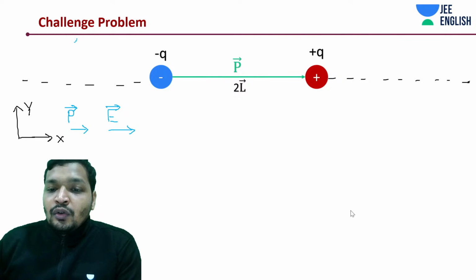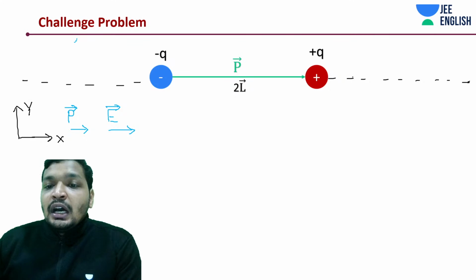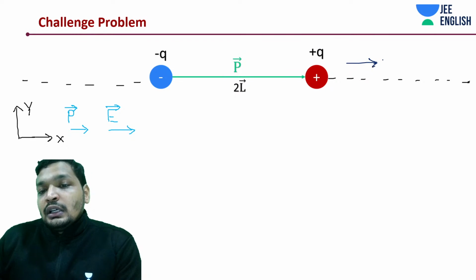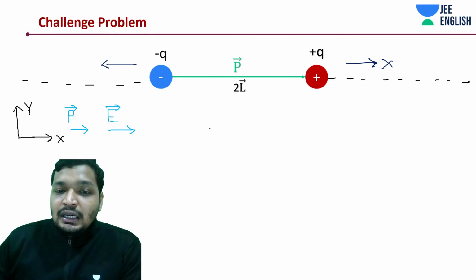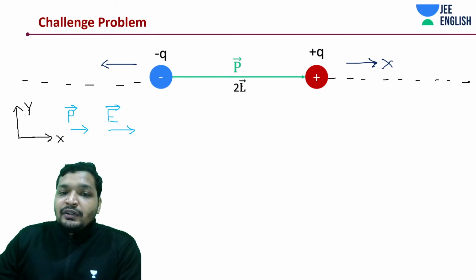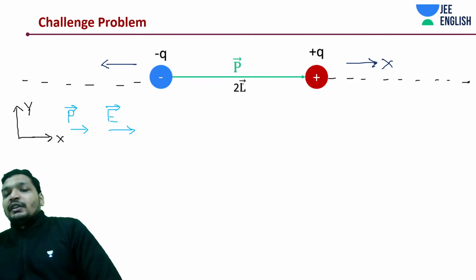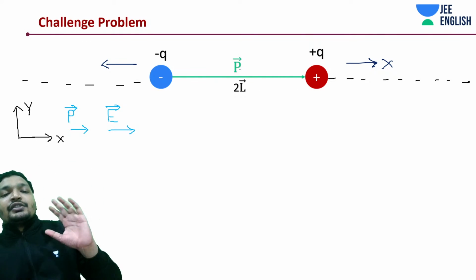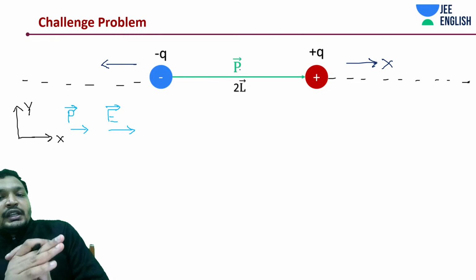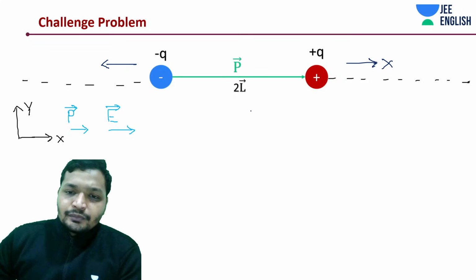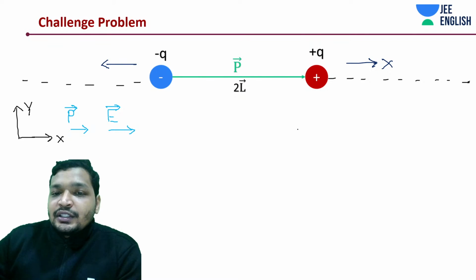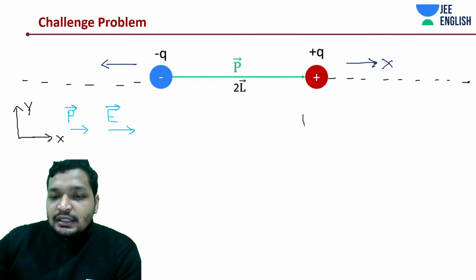So if you remember, we are concerned about just the distances away from the dipole. In fact, x is larger than the separation of the dipole. We are not going to talk about what is happening between the charges of the dipole, the separation of the dipole. We are not actually concerned about it at all. Okay. So as you understood, we are going to do something like this.